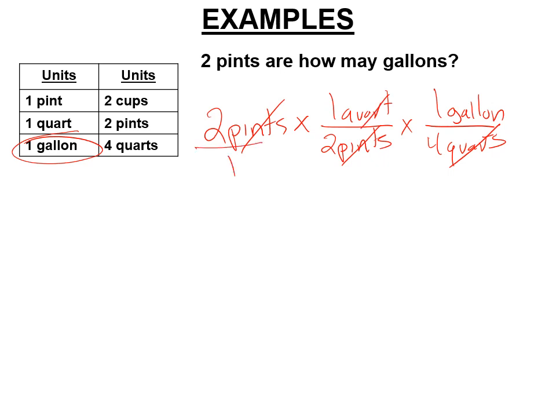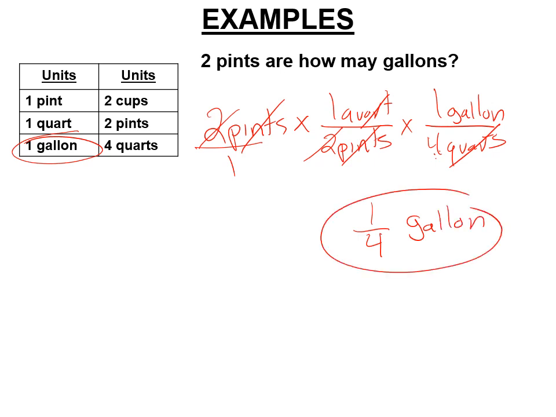So this is 2 over 1. So those just cancel. And the 4 is on the bottom. So 2 pints are how many gallons? 1/4 of a gallon, right? Because the 4 is in the denominator.